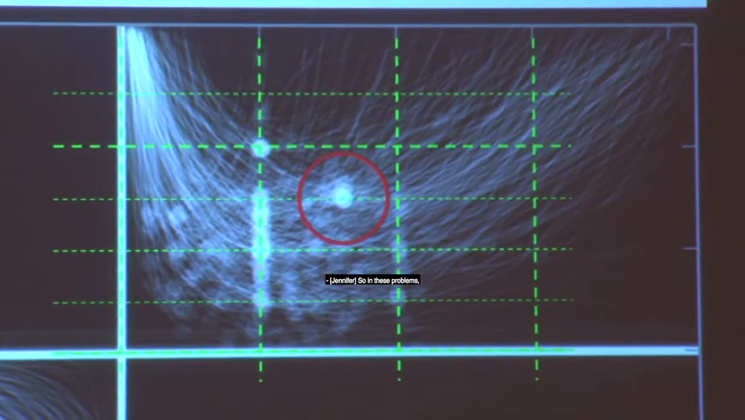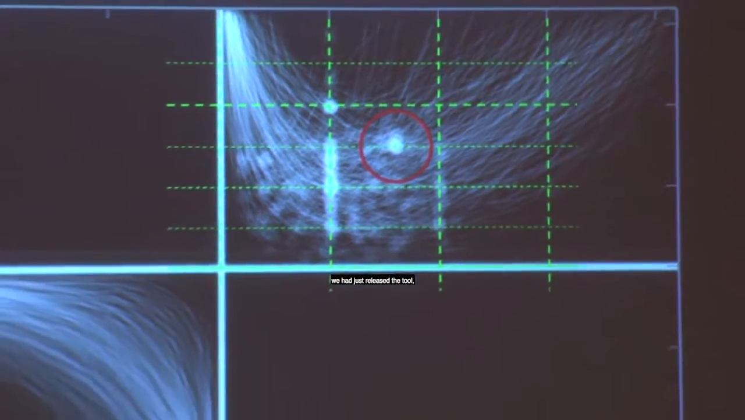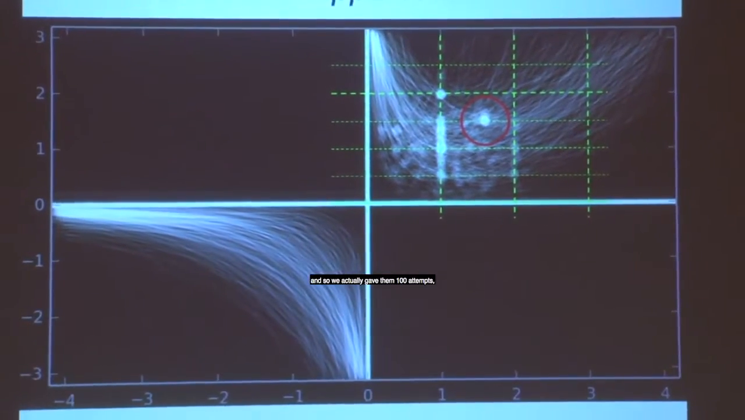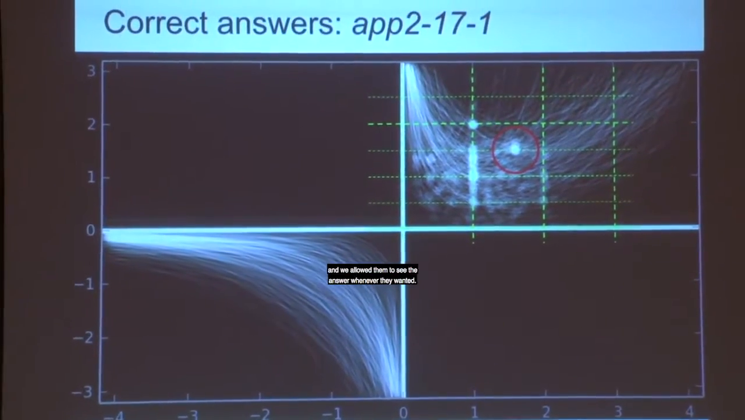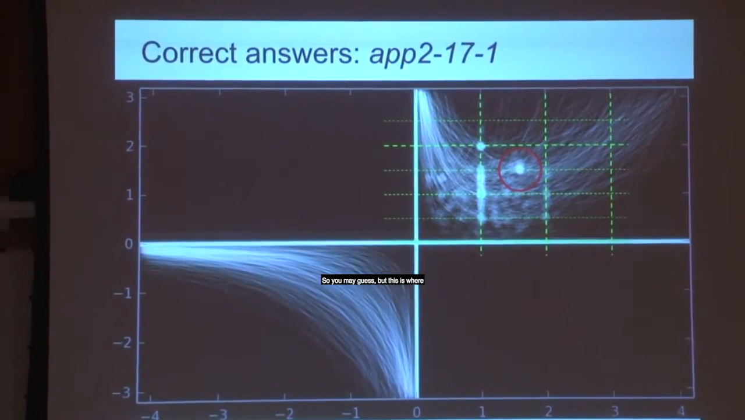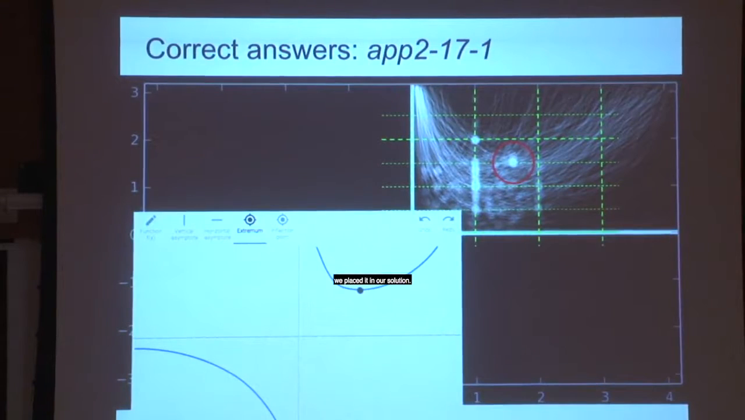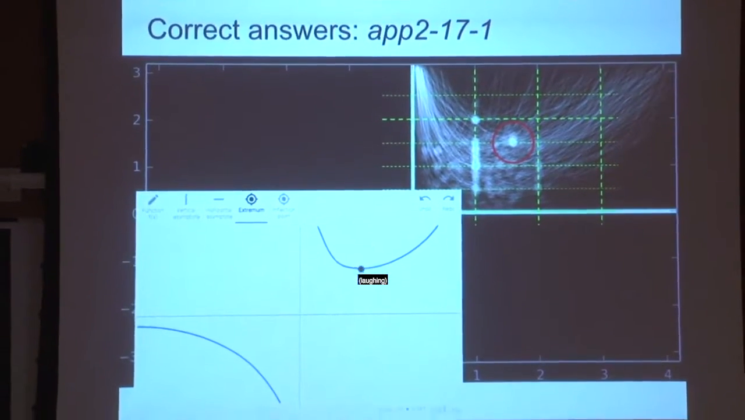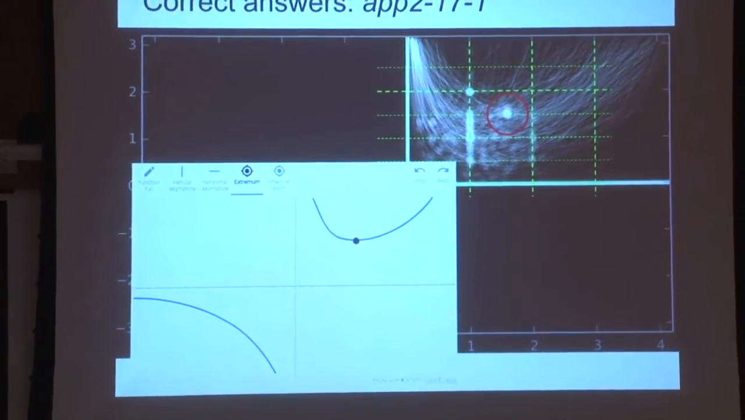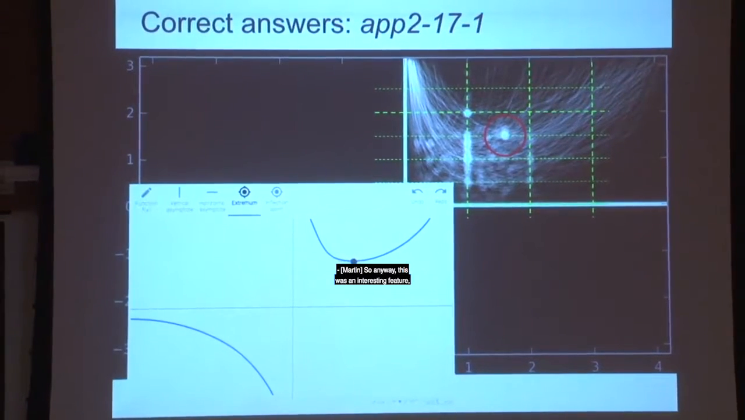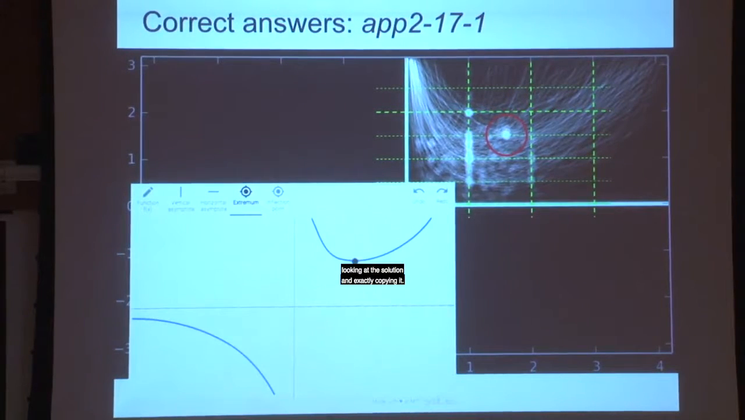So in these problems, this was early on in our release. We had just released the tool. And so we actually gave them 100 attempts, and we allowed them to see the answer whenever they wanted. So you may guess this, but this is where we placed it in our solution. So anyway, this was an interesting feature. It seems that there's a good chunk of people who were just looking at the solution and exactly copying it. Yes. Where people could have multiple accounts.